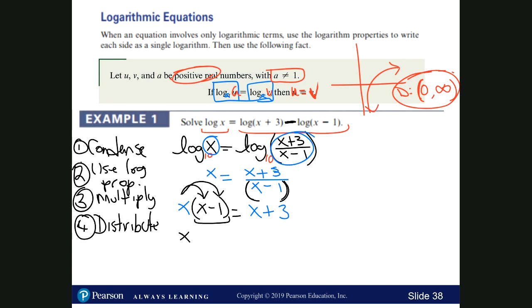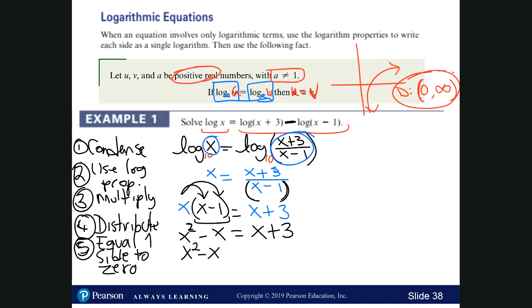So x times x will be x squared. And x times negative 1 is negative x. So here we have x plus 3. Now we do have a quadratic equation, and when you have a quadratic, you need to set one side equal to 0. So that will be this positive x. If we take that across the equal sign, it will become negative x. And here, this positive 3 will become negative 3. And now all we have left on the right side is 0. Now I'm going to combine like terms here. So that will be x squared minus 2x minus 3, and that is equal to 0.